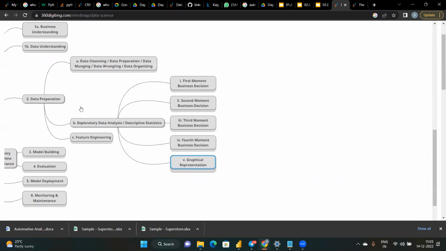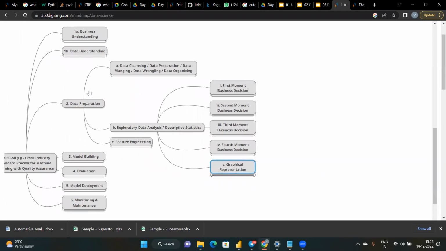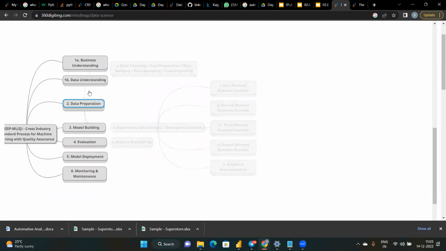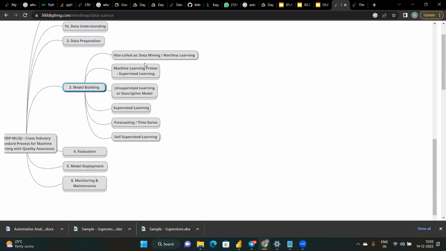After that, we are going to go for model building. What is model building? It is also called data mining or machine learning. Today we'll be seeing different types of machine learning. We have supervised learning and unsupervised learning, and we are going to see what types of things they cover.